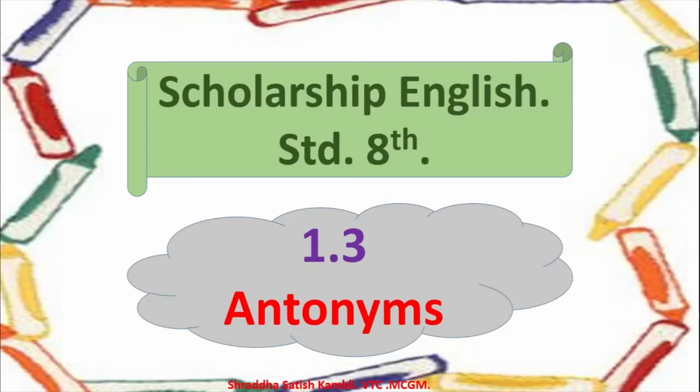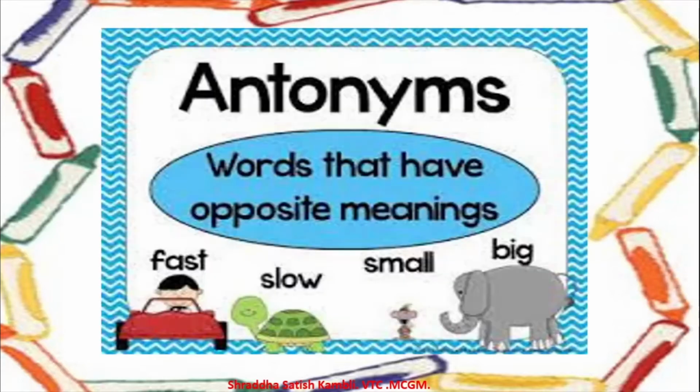So now when we talked about synonyms, we said that words which have the same or similar meanings are called synonyms. So what about antonyms, children? Antonyms means words which have opposite meanings. So once you have understood the concept of synonyms well, you will be able to understand the concept of antonyms also very easily. Now we will look at certain antonyms.